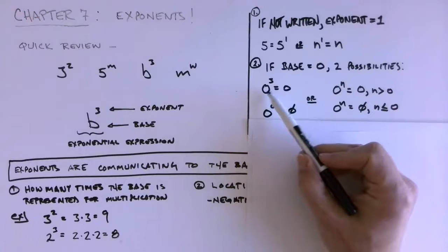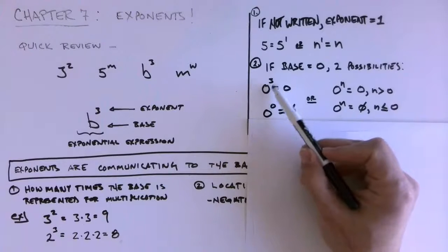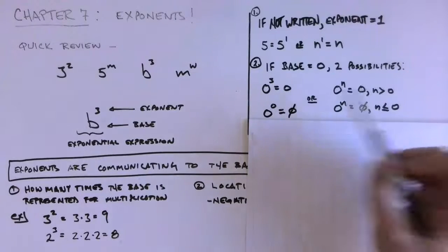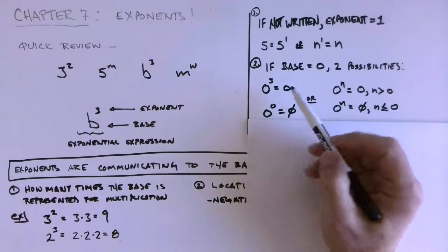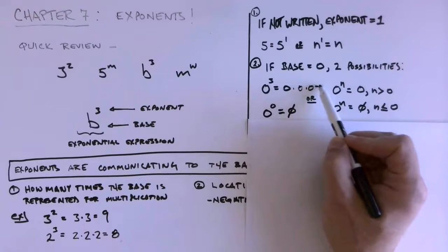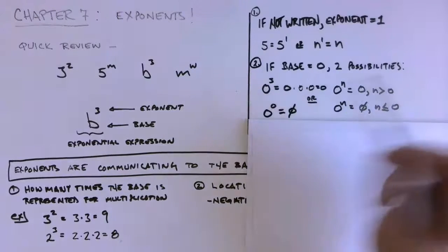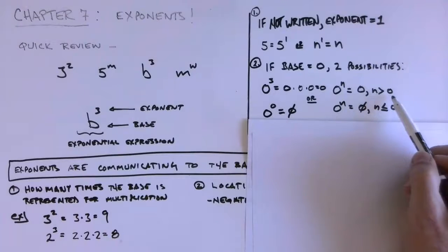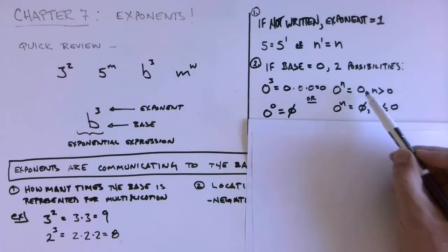If the 0 is the base and your exponent is a positive number, 0 to the third, or 0 cubed, is 0. The 3 is communicating to the base to multiply yourself 3 times. Well, you would have 0 times 0 times 0. Well, that's clearly 0. But a more generalized form is 0 to the n is equal to 0 as long as n's a positive number. If the exponent's positive, you're just going to be 0.